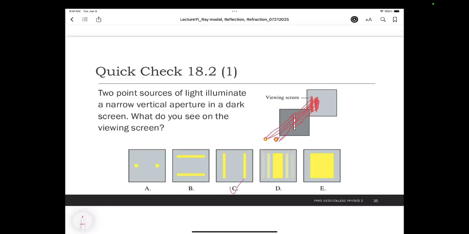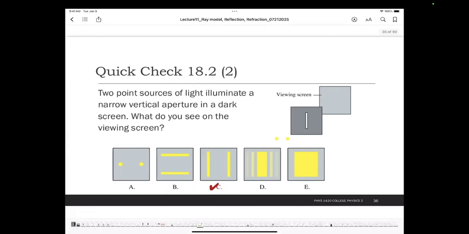That makes sense to you? If you draw that, the right answer will be C. Let me draw it. For example, from here to here and from here to here, we get one bar. And then from this one we get this one, and from this one we get this one. We have the other one, so we can get C. That makes sense to you?